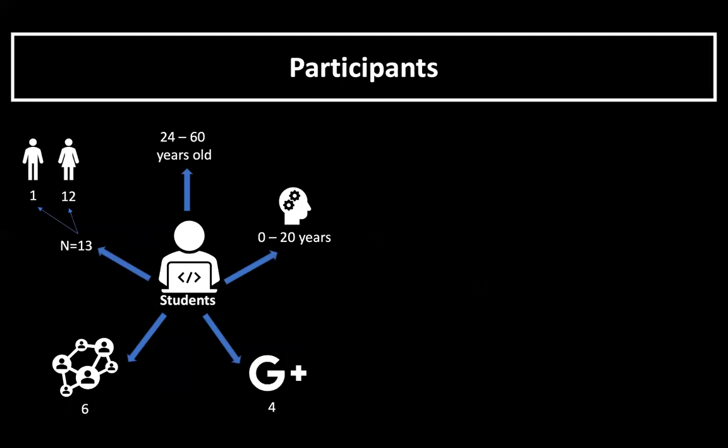The participants were selected purposefully, and the only criterion was current enrollment in the EDIT 732 course. There were 13 students who participated in this study. Their age ranged from 24 to 60 years old, which might explain the big gap in their instructional design work experience, between 0 and 20 years of experience.